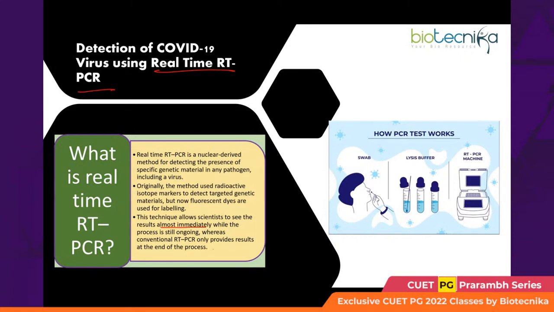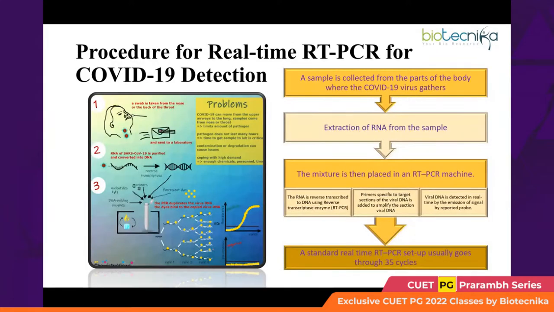So for this, what do we do? First of all, we collect a sample. The sample is collected from the parts of the body where the COVID-19 virus gathers, so the nasal sample is usually taken. Now, when we take out the sample, we extract the RNA from it. That RNA will contain human RNA for sure, because we have taken it from a person, plus it will have the viral RNA, the COVID-19 RNA, if the person is infected.